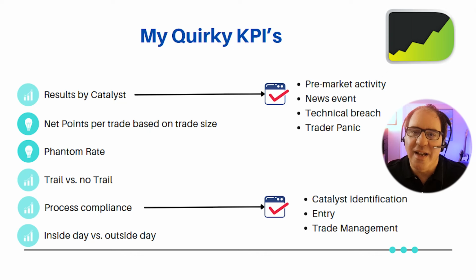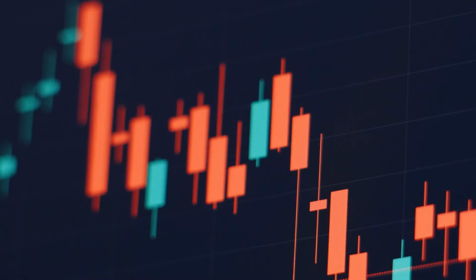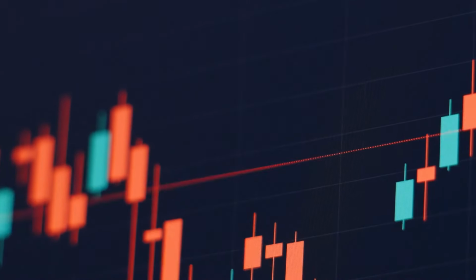Technical breaches, very, very important, in a sense where I want to see how my results are when breaches occur. So if you have, say, a support or resistance line and they breach that and I go with or go against, I want to see the results of my trades based on each particular one. All right, I have some reversion trades. How do they do when I have a technical breach? So my KPIs are really getting into the nitty gritty here, and for good reason.